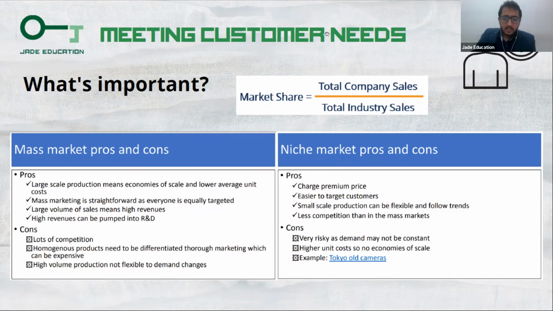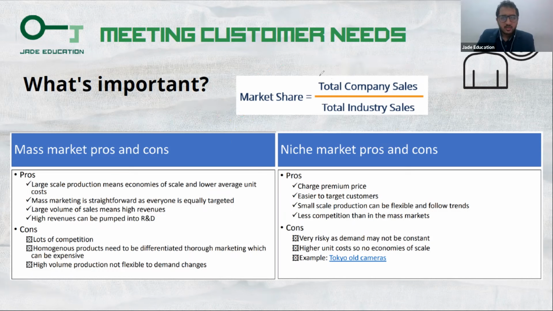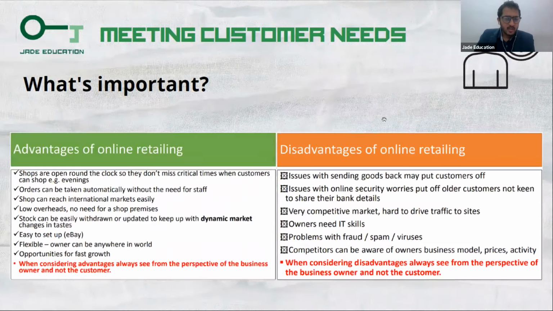Alrighty, so then you've got market share. Now market share is pretty easy. It's what is your slice of the cake? If that's the whole cake, what is your slice? So you're simply taking your slice over the total cake times 100 for market share. So you're taking the total company sales divided by the total industry sales, pretty straightforward.